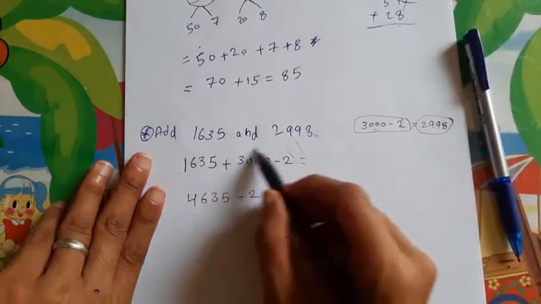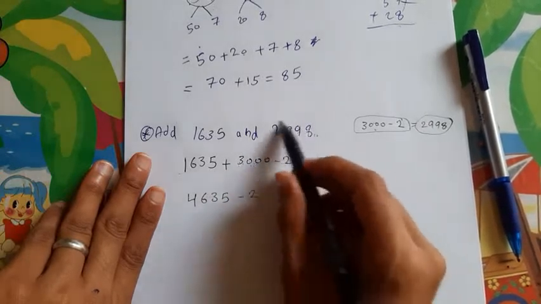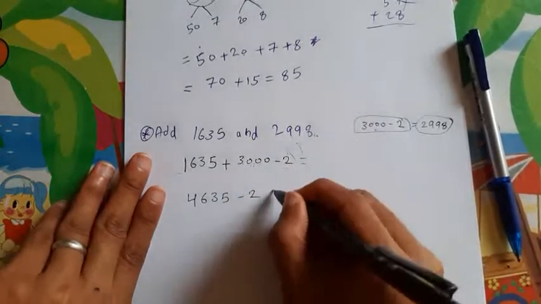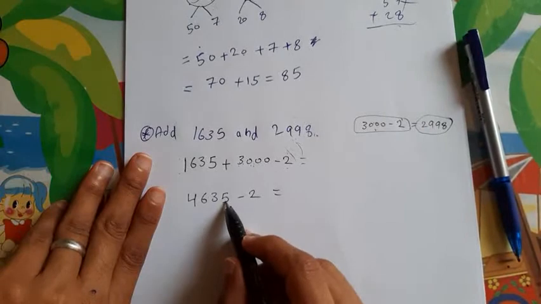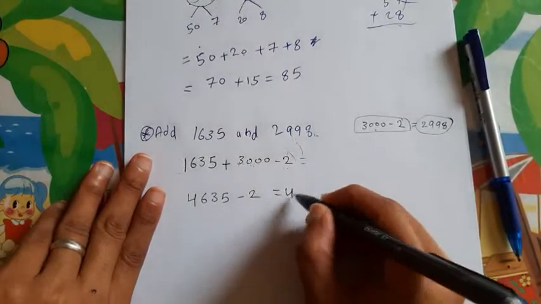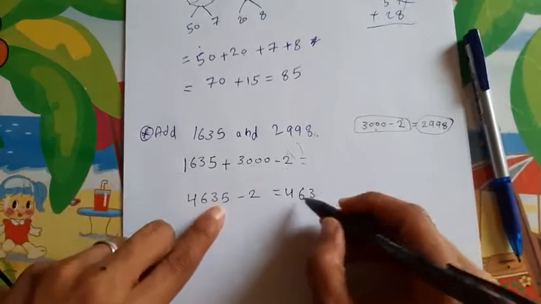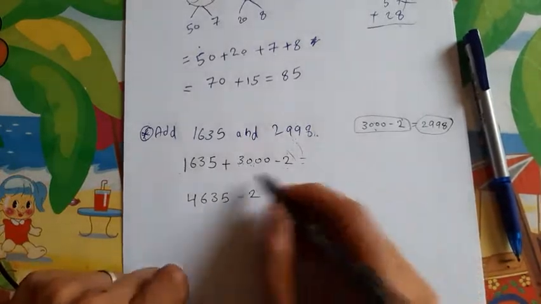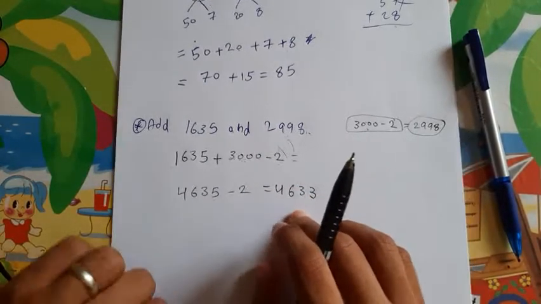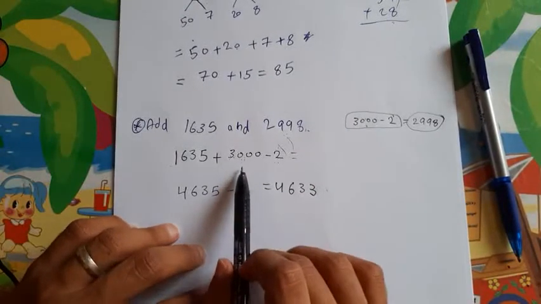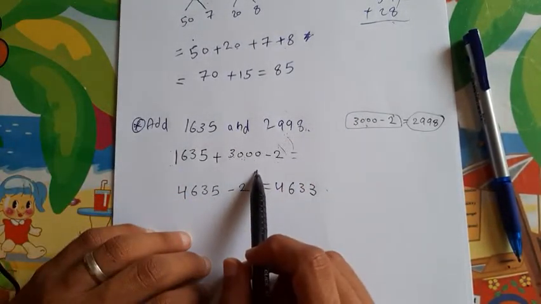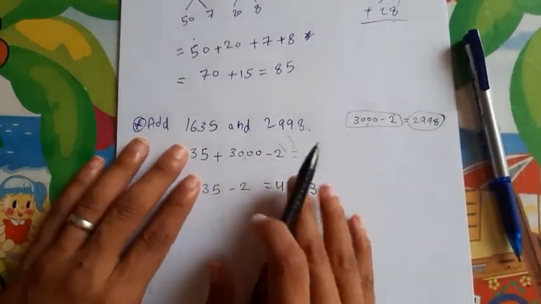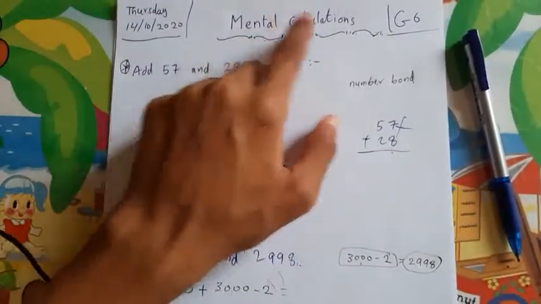Alright, because I need to subtract the 2, because this term 3000 minus 2 was representing the number 2998. So this is going to be what? This is ones. I'm going to subtract this from the ones. It's going to be 4633, right? Because I subtracted the 2 from the 5. So this is the final answer. As you see here, I used my mind to think about a method or a technique or a way that's going to be helpful for me to make the calculation easier. And this is one way to do the mental calculations.